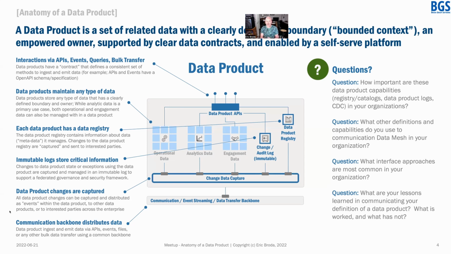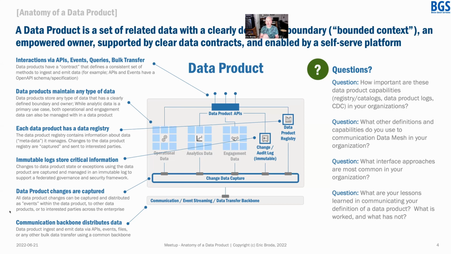If you're going to have APIs interrogate the data product, you want to have your normal communication backbone. For event streaming, you probably need something like Kafka, and obviously we all know how to do bulk data movement across the enterprise, but there's a backbone that supports that capability. So with that in mind, I am going to open it up for questions.